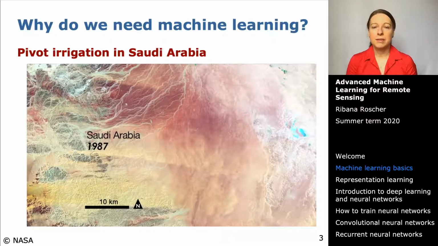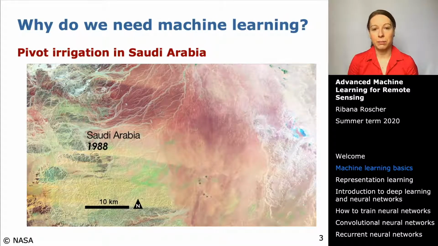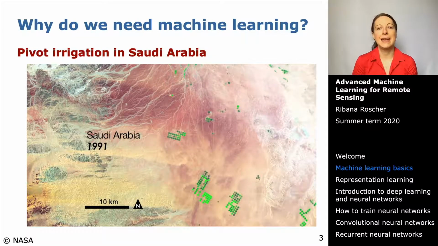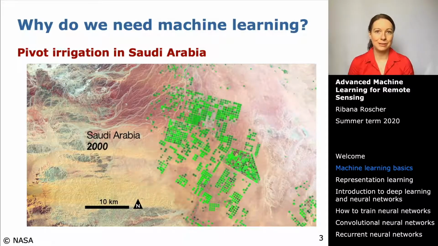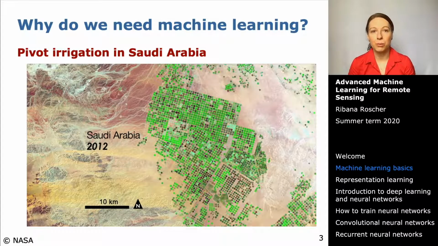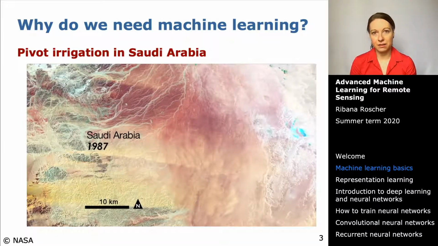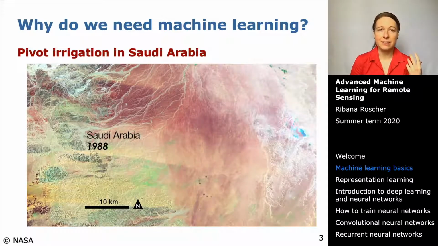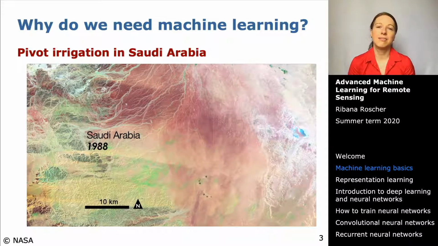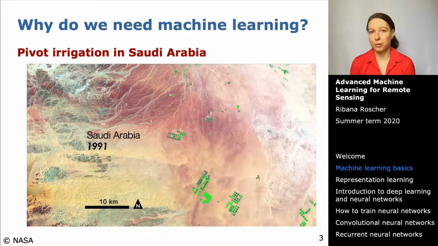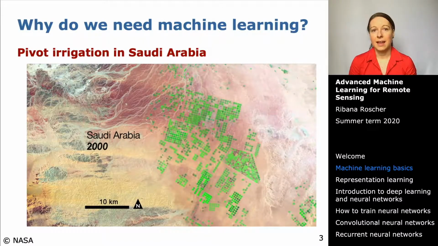Another example is the pivot irrigation in Saudi Arabia. What you can see here is a time series of Landsat images from the last 24 years. These green circles in the images are agricultural fields which are irrigated with groundwater using a circular sprinkler system. This is called center pivot irrigation. These agricultural fields have a diameter of up to 1 kilometer, so you can imagine that you need a lot of water to irrigate them.